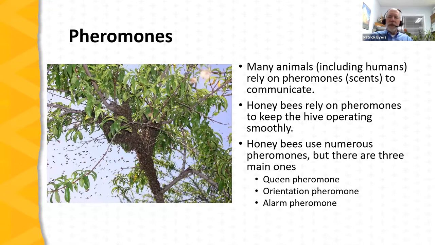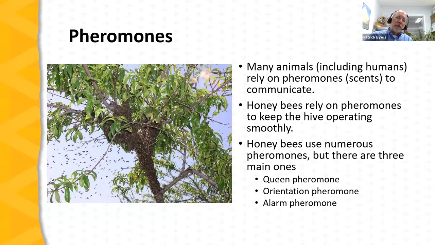The orientation pheromone. This is a very important pheromone that honeybees release that helps communicate or helps guide them to and from the colony. It's also a pheromone that is released within the colony to guide movement within the colony. And so again, that's very interesting. It's also an important pheromone that's released during the swarming process.